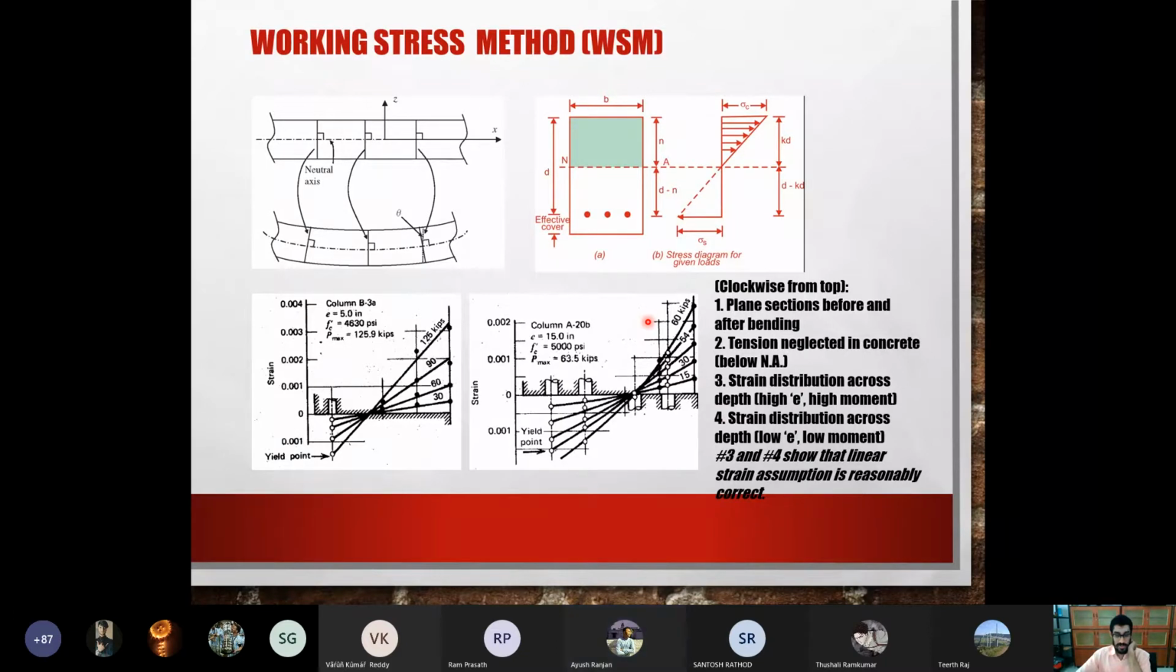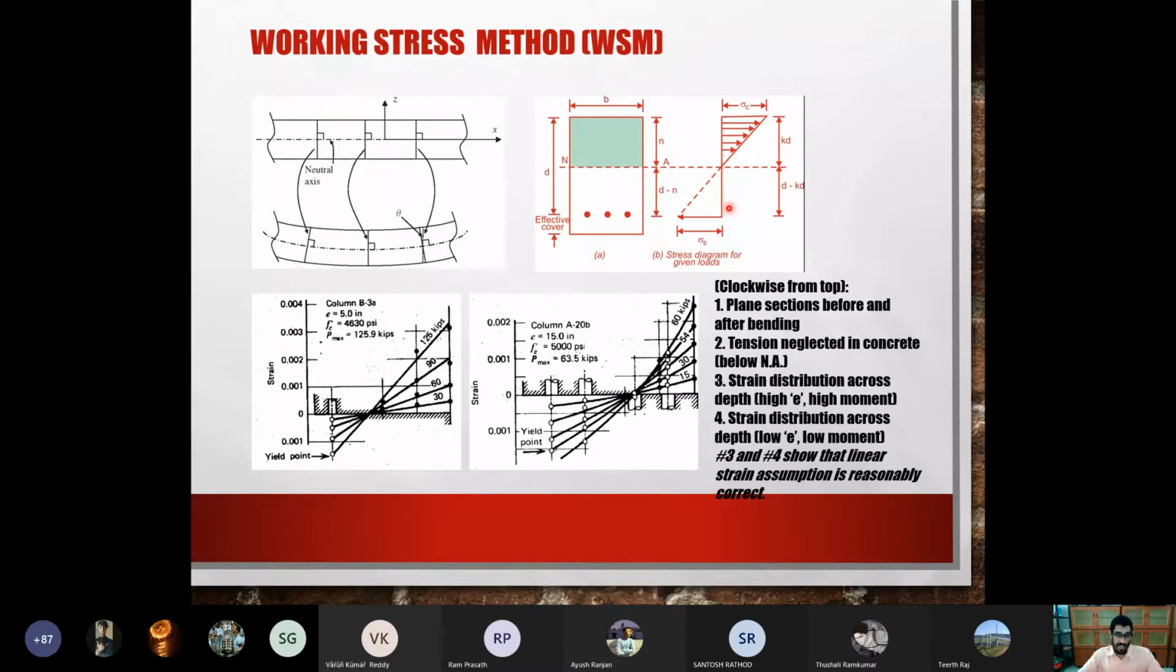The assumption that most of you are forgetting, one of the main assumptions, is this. If you recollect, there is an assumption which says plane sections remain plane before and after bending. Try to recollect that assumption. That is a very important assumption in that theory. Only when plane sections remain plane before and after bending do you get this shape of the stress across the depth of your beam.